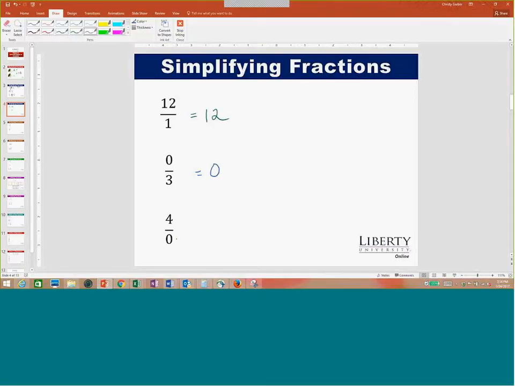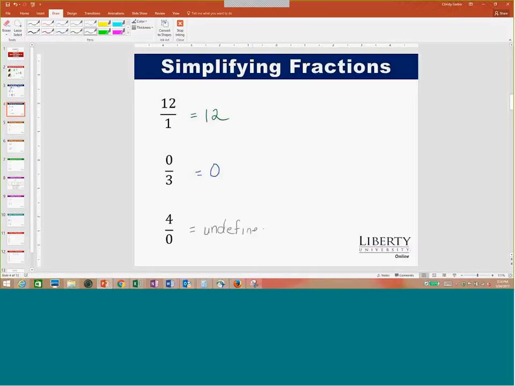Now, let's look at when 0 is in the denominator. This is a value that really can't be defined, because if you have 4 apples, you can't divide up 4 apples into 0 groups. It doesn't make sense. You're still going to have at least one group because you have 4 apples. So dividing any number by 0 doesn't make sense. It's what's called an undefined value.